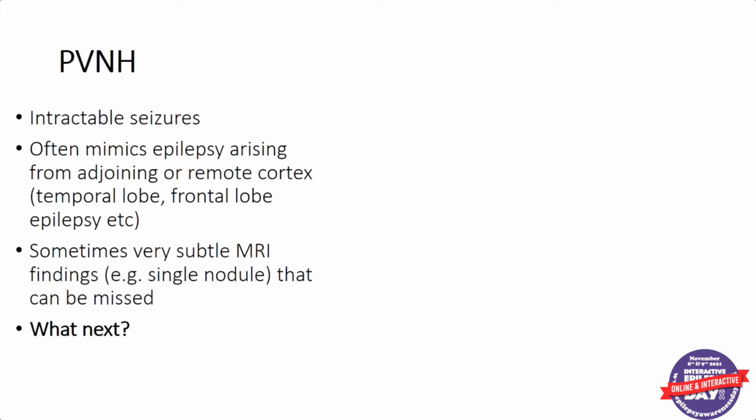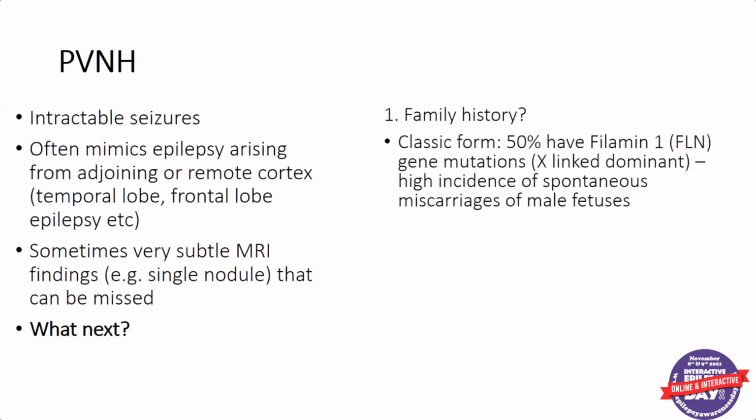So once we've made the diagnosis and we've confirmed that the patient has epileptic seizures likely arising from these nodules, we go through a checklist. So what do we do next? It's very important to determine the family history. As Dr. Tandon mentioned, in the classic form, about 50% of our patients have the so-called filamin 1 gene mutation. There is typically a high incidence of spontaneous abortions of male fetuses. Other familial forms also exist.